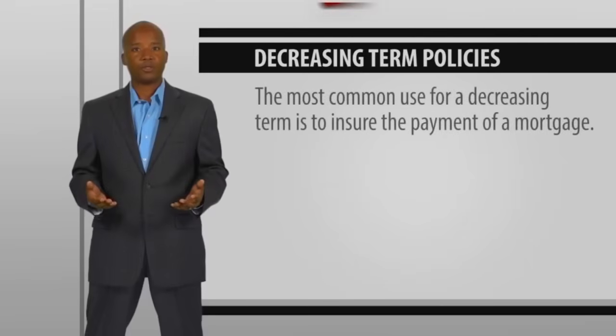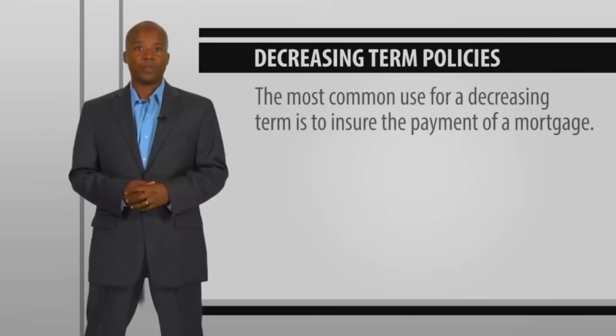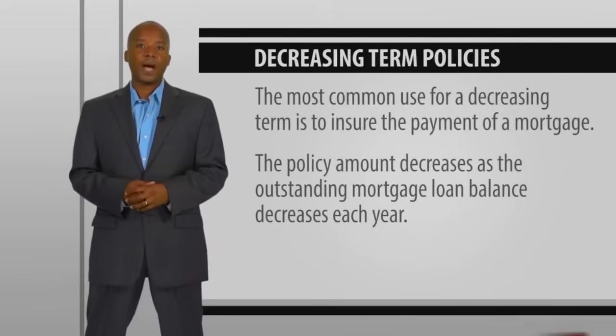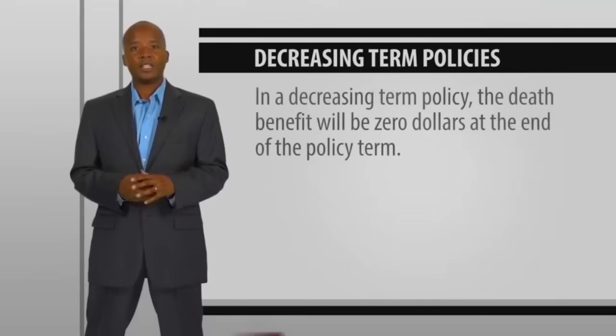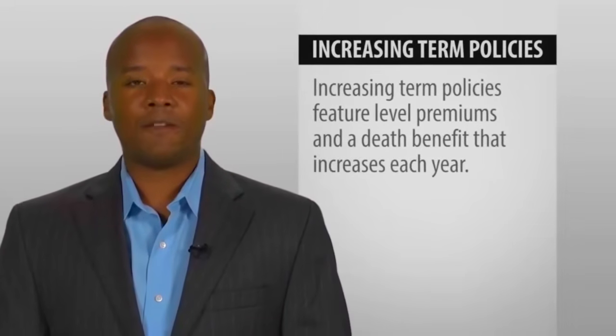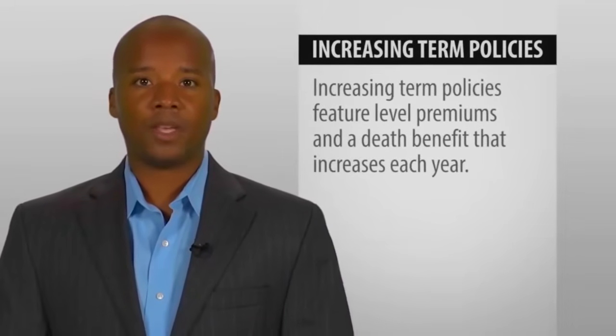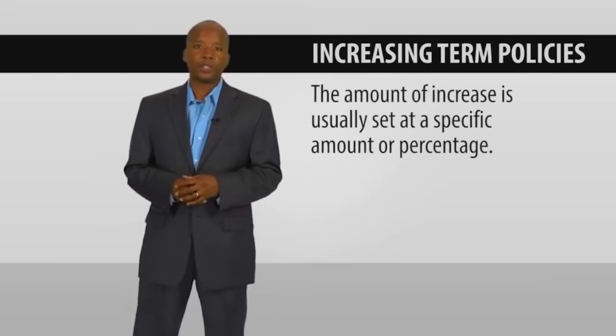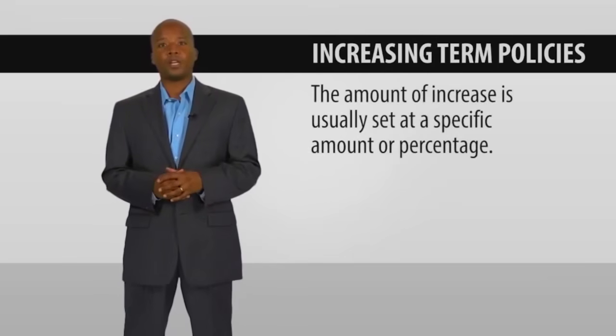The most common use for a decreasing term is to ensure the payment of a mortgage. The policy amount decreases as the outstanding mortgage loan balance decreases each year. In a decreasing term policy, the death benefit will be $0 at the end of the policy term. Increasing term policies feature level premiums and a death benefit that increases each year. The amount of increase is usually set at a specific amount or percentage.